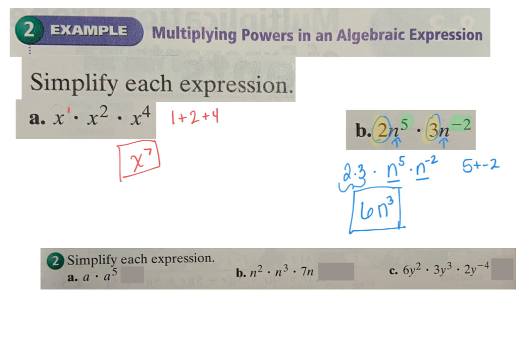Good work. For the first one, a to the 1st times a to the 5th, you should have gotten a to the 6th. N squared times n cubed times 7n gives you 7n to the 6th. 6y squared times 3y cubed times 2y to the negative 4 gives you 36y.